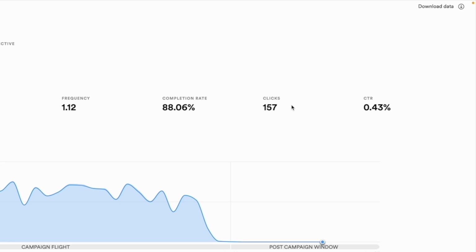But then we get to the end, 157 clicks and a click-through rate of 0.43%. Now, some quick math will reveal that 157 clicks for $250 equals a cost per click of about $1.59, which is absolutely terrible.